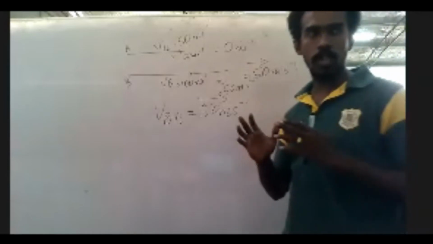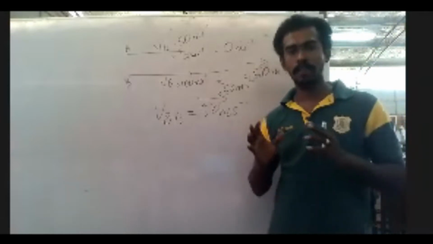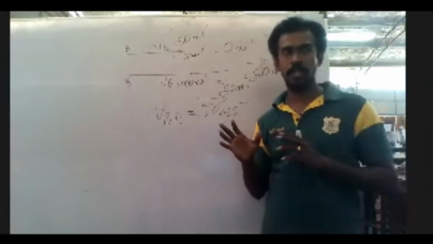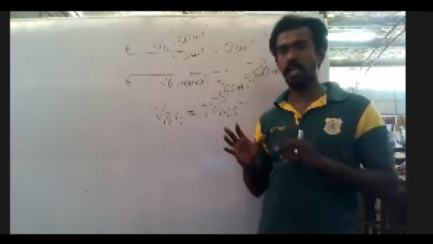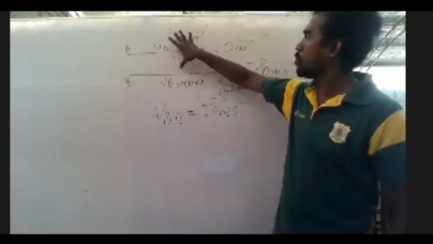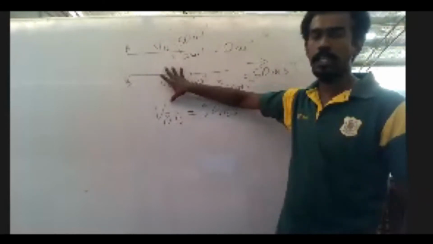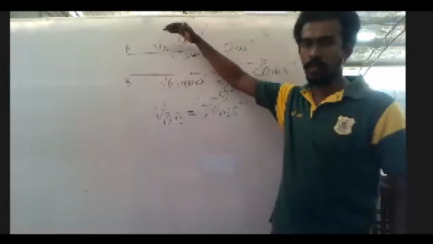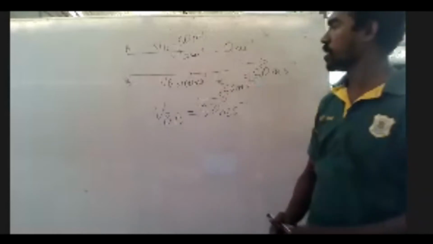So if two bodies are moving, I will stop one body, and relative to that body, I will see the velocity of the other body. I will stop A, and then I can see the velocity of B relative to A. I can do the same the opposite way also.